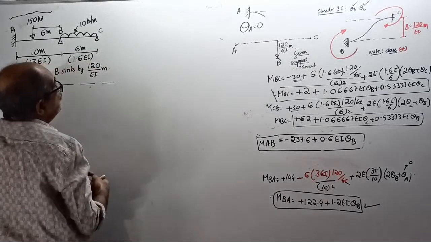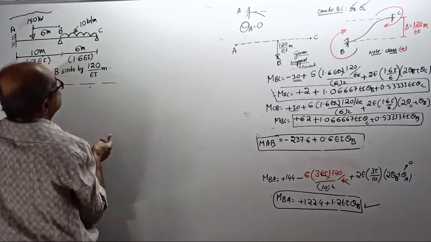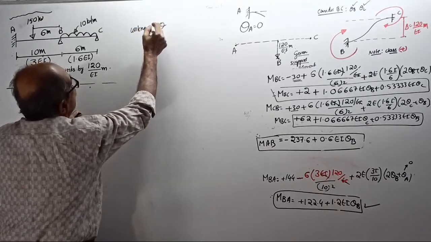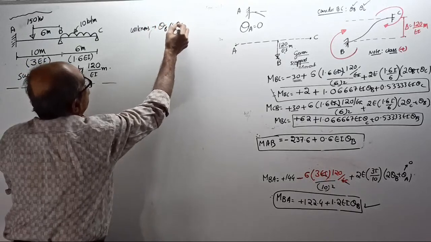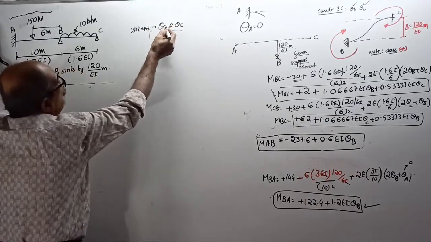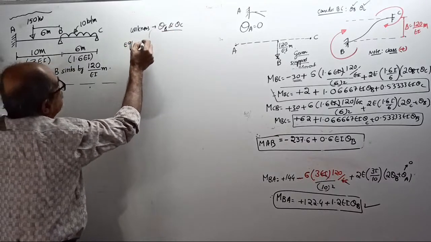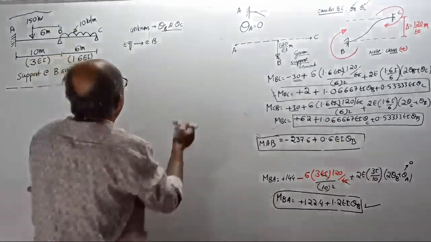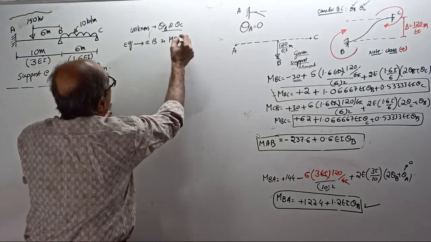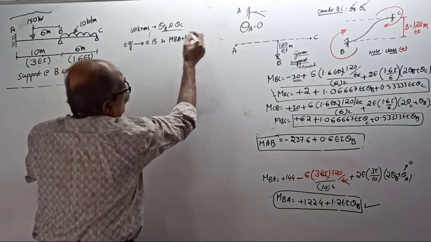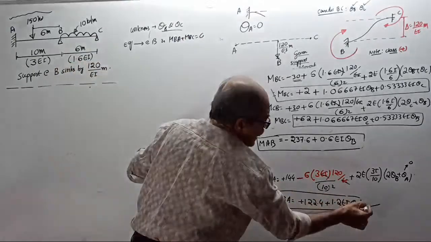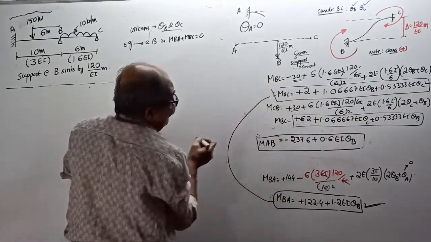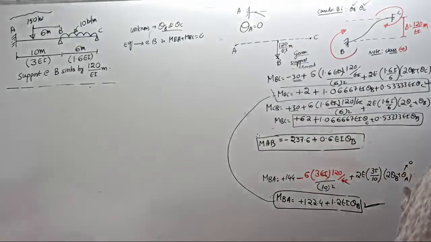Now, last step. What? Unknowns. Unknowns are theta B and theta C. Therefore, now you should know it. Unknown at B. Equilibrium condition at B. Not this way. Write systematically. Equilibrium condition at B is what? MBA plus MBC equal to 0. MBA is here. MBC is here. So, MBA plus MBC is 0. If you add those two, you will get equation number 1.